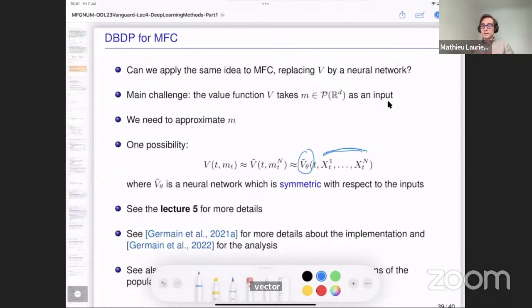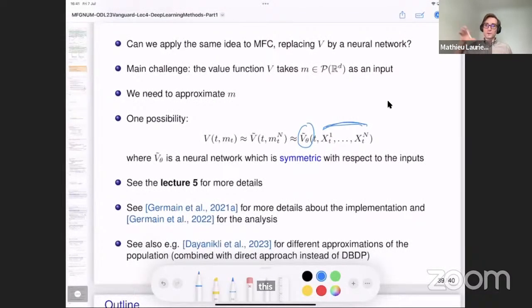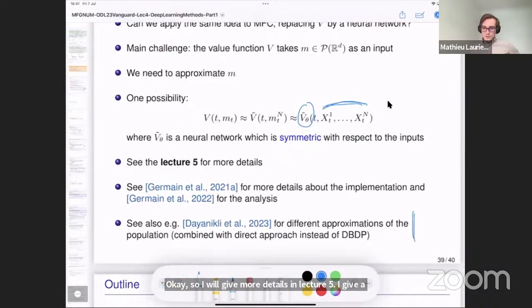There are some architectures which are designed specifically for this. The function is symmetric with respect to the inputs, and this actually has applications in computer vision, for example, because you have clouds of points and you want to recognize the shape, and you don't really care about which point has which index, you just care about the shape. Okay, so I will give more details in lecture 5. I give a few more references, and if you are not happy with just particle approximation, there are other ways to approximate the distribution. We tried some of them with Gokce and Jiacheng, a postdoc at Berkeley. But certainly there is a lot more to explore.